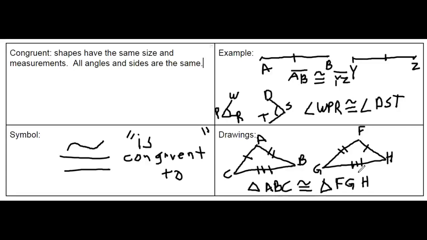We're going to talk in a second about what is equal. Shapes are congruent. I don't know what these lengths are, but I know that this length is the same as this length. I know that this length is the same as that length. This length is the same as that length. I don't know what the length is, but I know they're the same. Same thing with these angle measurements. I don't know how many degrees WPR is, but I know it's the same number of degrees as DST, because they're marked as congruent.